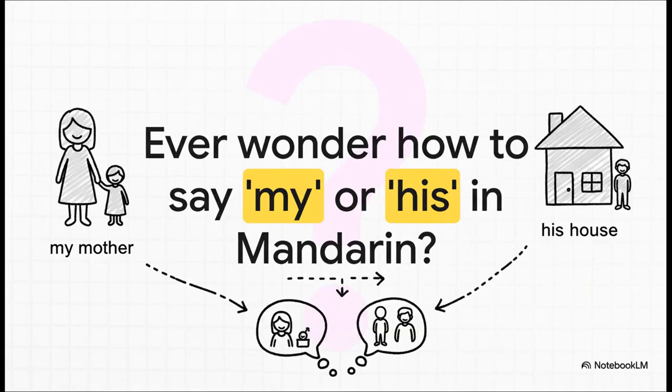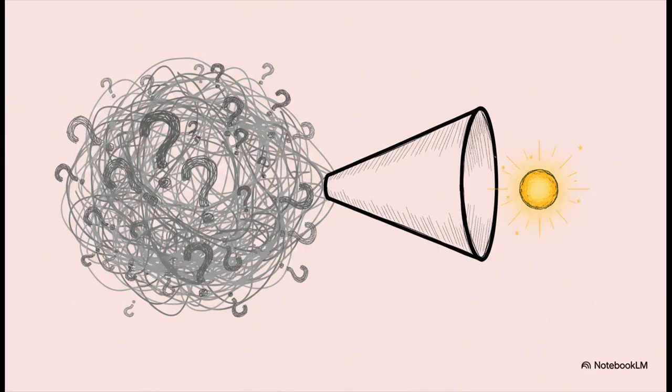So have you ever been in that spot where you're trying to say something simple like my friend or his car, and you just stop? Because in English, you've got my, his, her, our. It's a whole list. You'd think Mandarin would have something just as complicated. Well, what if I told you that you can basically forget all of that? Seriously, the whole concept of showing possession in Mandarin really just boils down to one single, super powerful particle. It does all the heavy lifting for us.